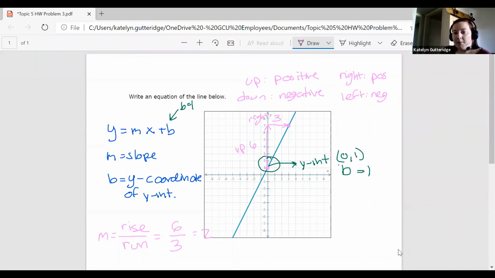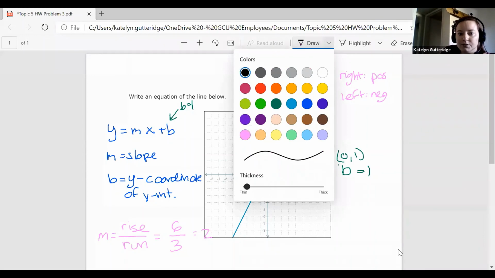Okay, so I have found my b value. I have found my slope, which is my m value. Those are my two key pieces of information. Now I can put it all together into that equation. So our final answer, I will do in black.